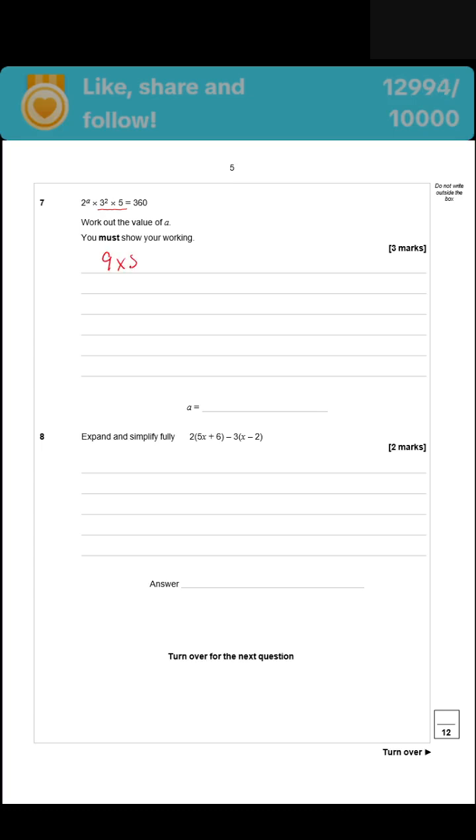Again, I've got to show my working, so I'm writing all that down. So I know that 2 to the power of a times 45 is equal to 360. It's just like solving equations. So we do the opposite of times 45, so we divide both sides by 45. So we get 2 to the power of a is equal to 8.